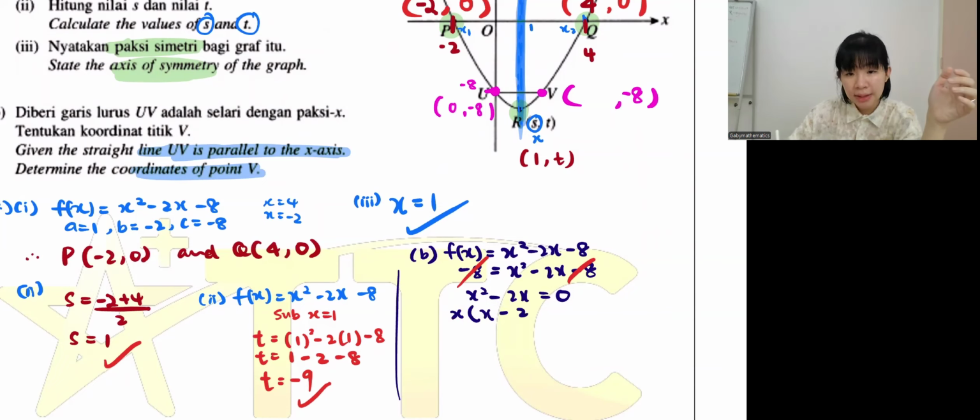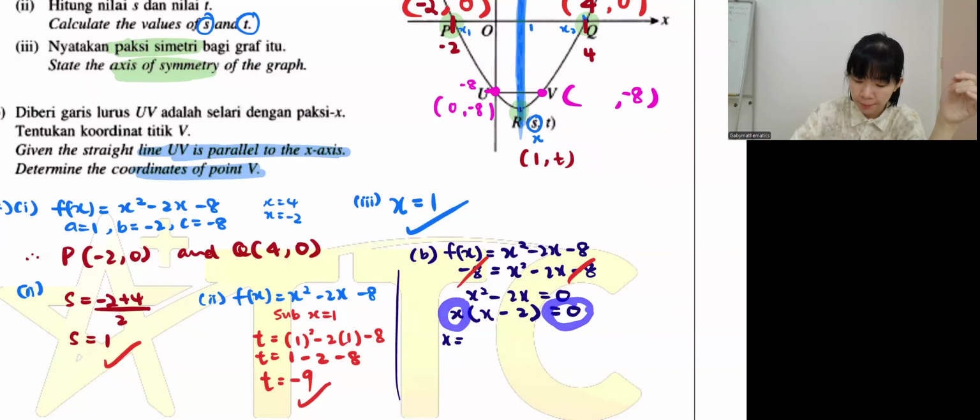x minus 2 equals 0. Okay, so the first x is this one, the one that is outside. So this x is equal to 0. This is the first answer.